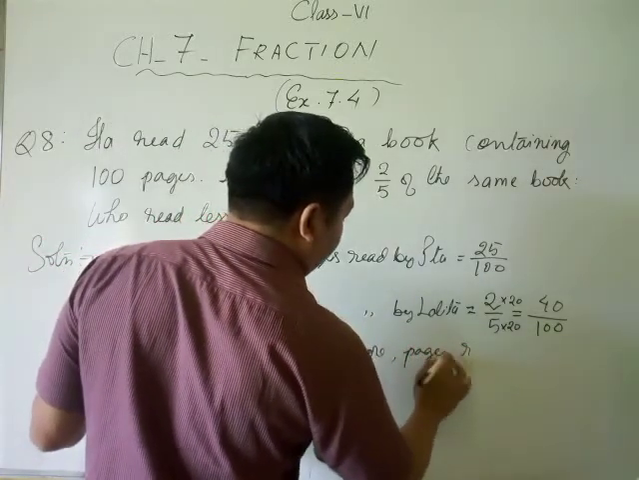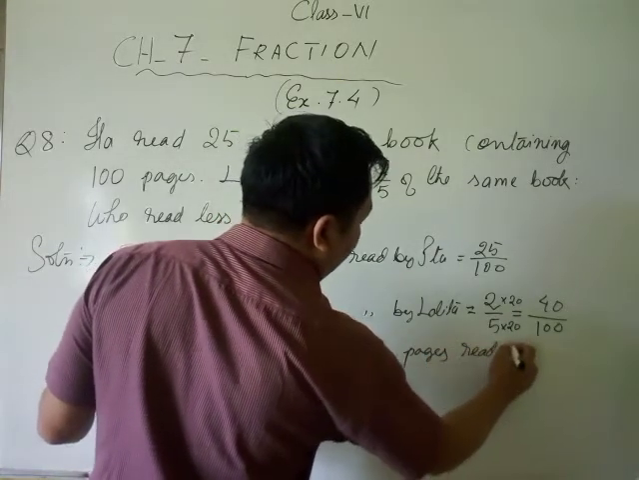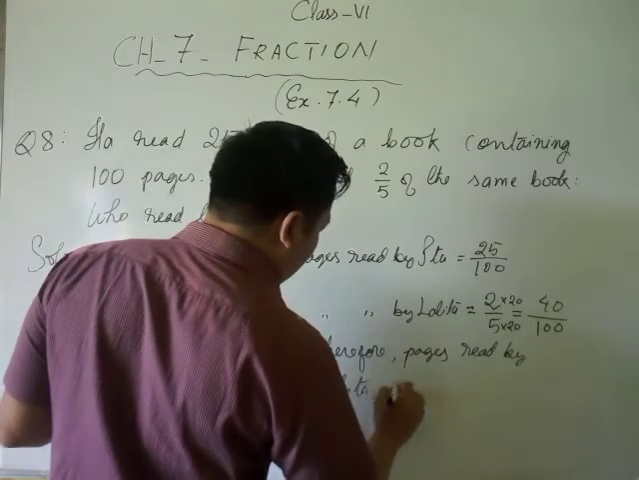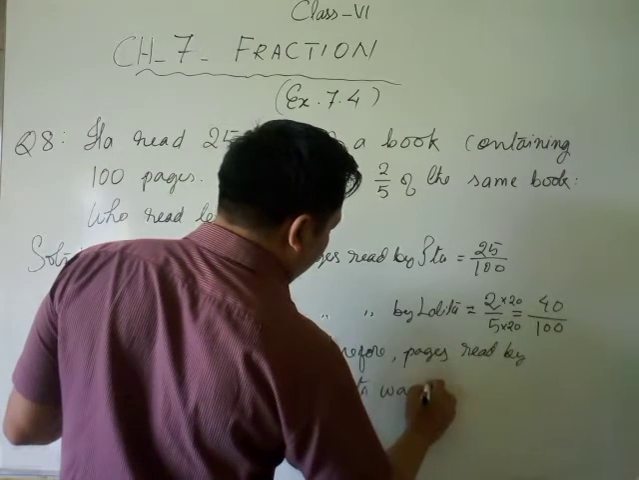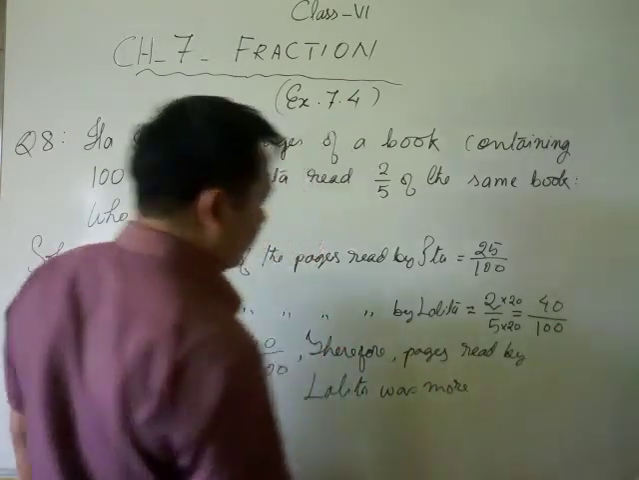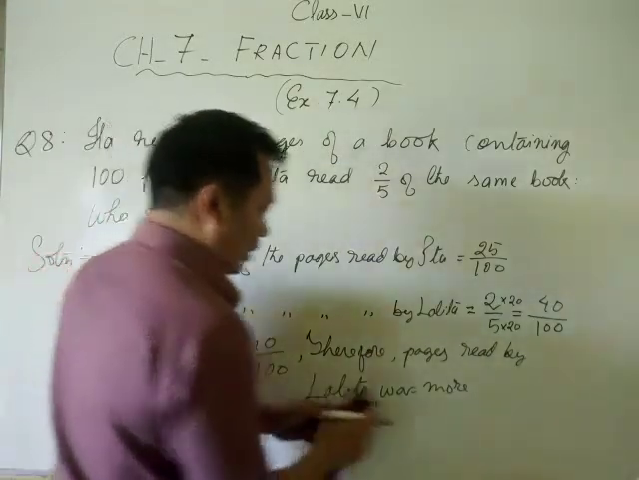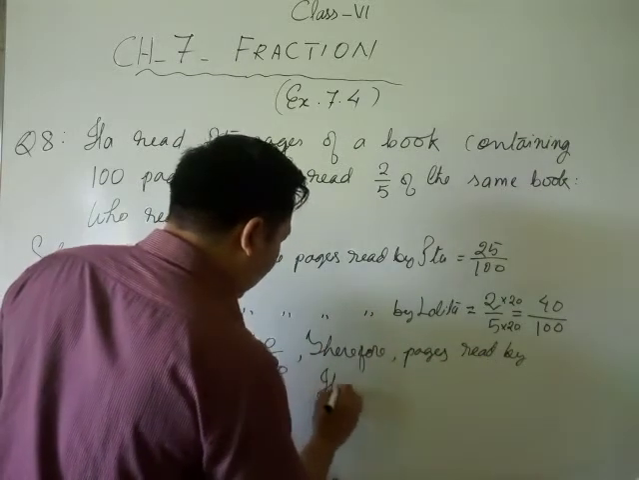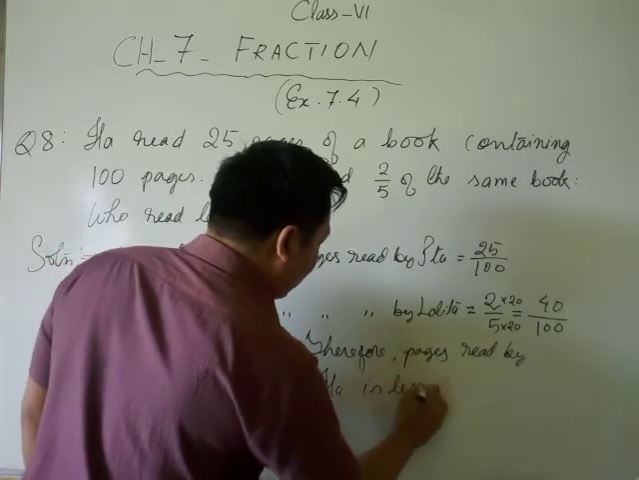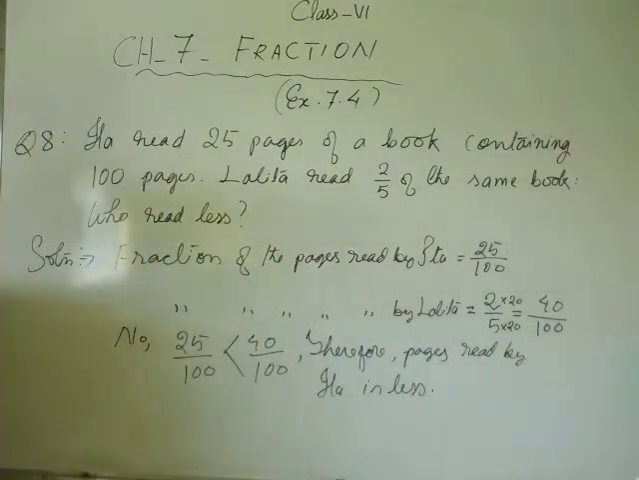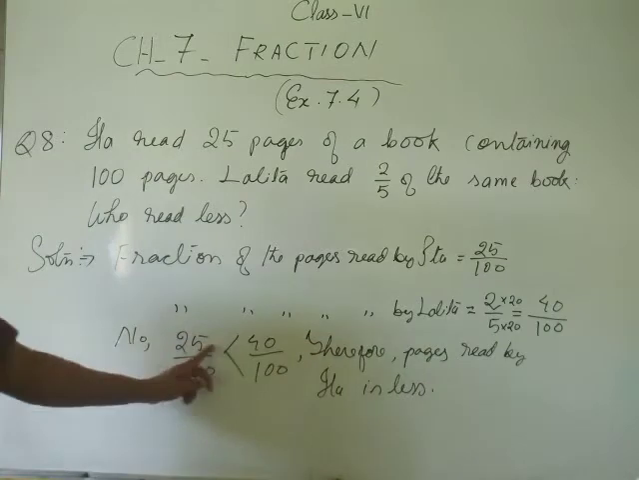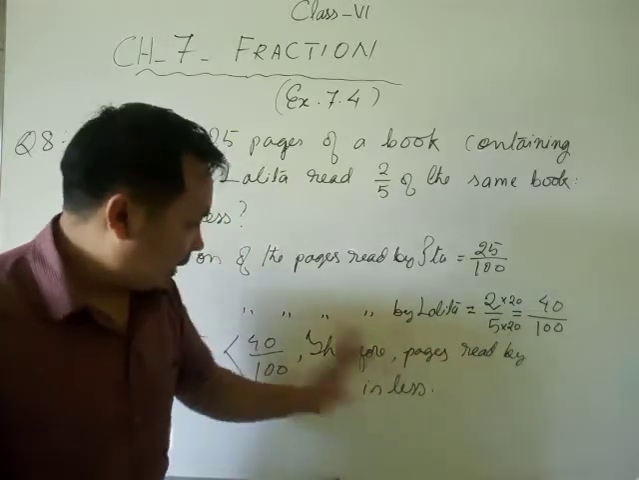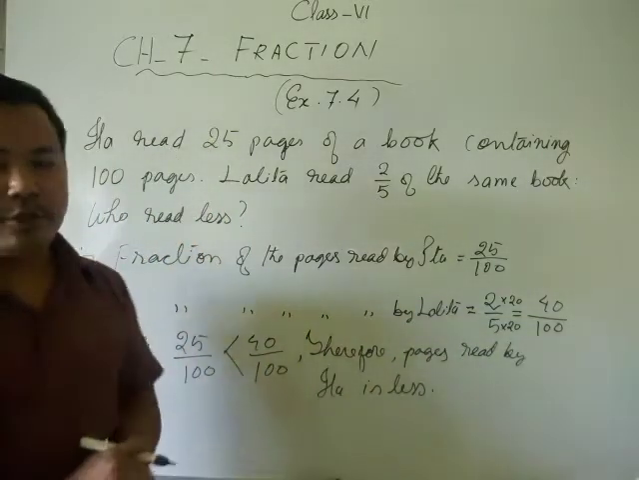pages read by Lalita were more. Who read this? Sorry, not Lalita. Pages read by Ila are less. Asking who read this? Ila read this. Ila is less. Isn't it? 25 by 100 is less, so therefore, pages read by Ila are less. That's all. Clear? Now let's go to the next question.